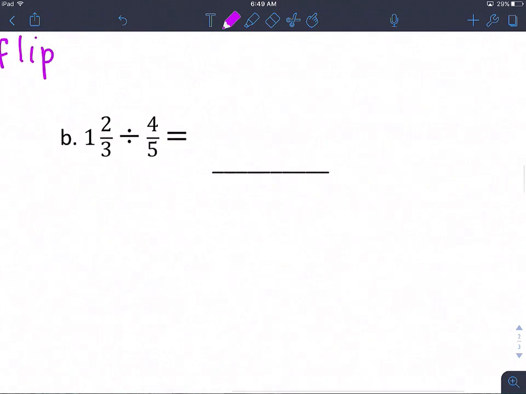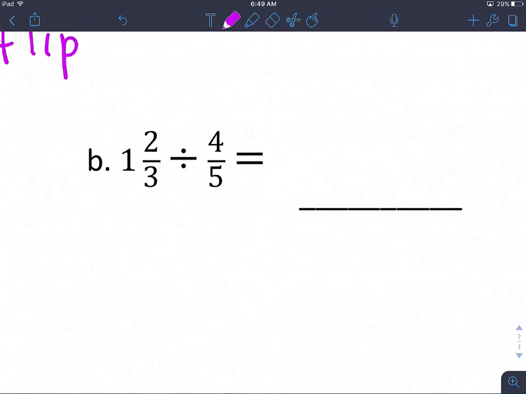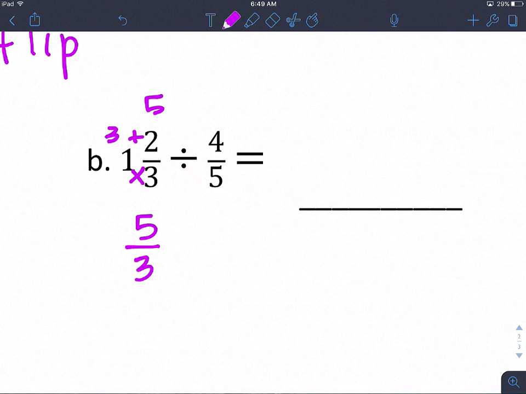All right. Now we have one with a mixed number, and this one we have to be a little bit more careful on. We have to remember to change it into an improper fraction. So we multiply, and then we add. 1 times 3 is 3. 3 plus 2 is 5. So this becomes 5/3. And since it's the first one, I'm going to keep that one the same. Then I'm going to change to division, and I'm going to flip the second fraction.